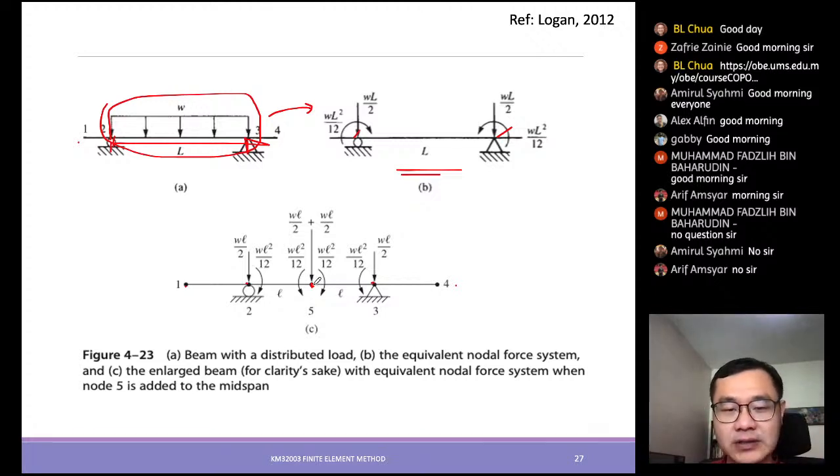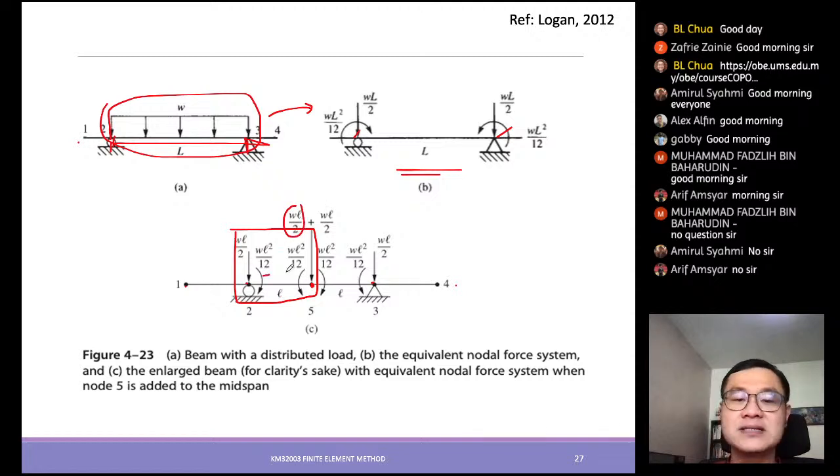Okay, so now if you want to add a knot at the middle, the formulation is similar. You just take these small sections and break them into small sections. These small sections will have a length of small l. So the weight will be W small l divided by 2, and the moment remains the same, W small l square over 12, and so on.